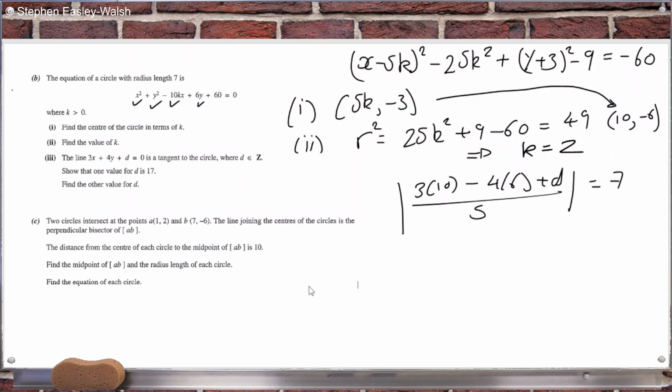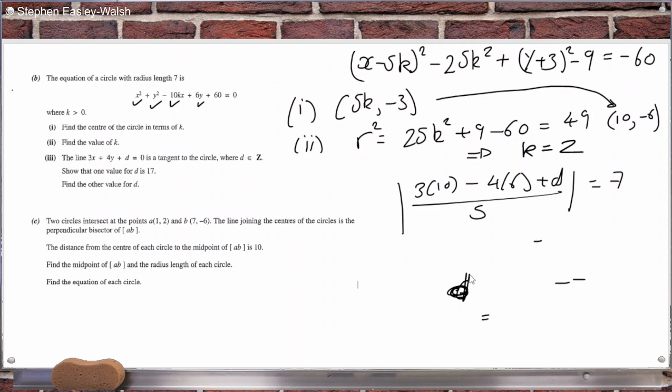Okay, let's resume here. So that's 30 minus 24, so that's 6 plus d, modulus, equals plus or minus 7. Oh, well, actually, if you drop the modulus, that is, so that means 6 would, what am I doing? d would equal minus 6 plus or minus 7, which is not right. So I've done some numerical slip here. Hang on.